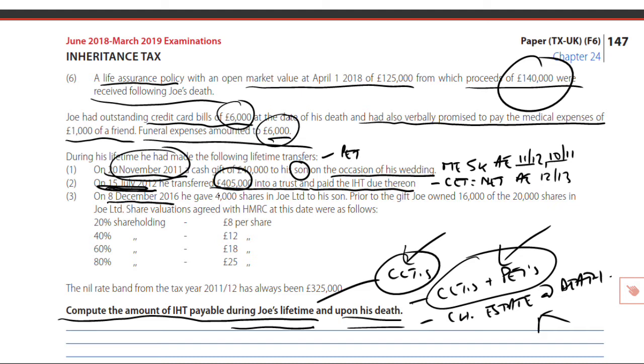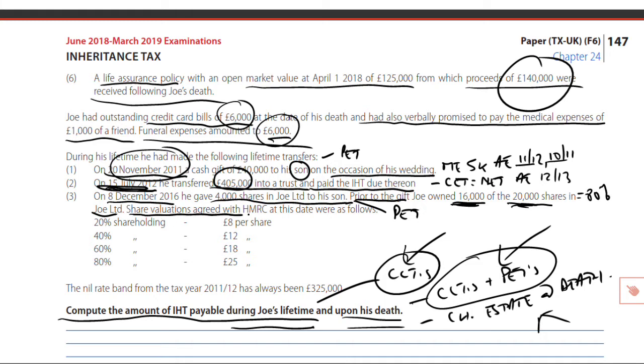Then on to December 16, gave 4,000 shares in Joe Limited to his son. Gift to son, again, it is a PET. And testing out our favourite valuation rule of all, that concept, of course, of the loss to the estate of the donor. Prior to the gift, Joe owned 16,000 of the 20,000 shares in Joe Limited. 16 out of 20. That therefore would equal an 80% interest.